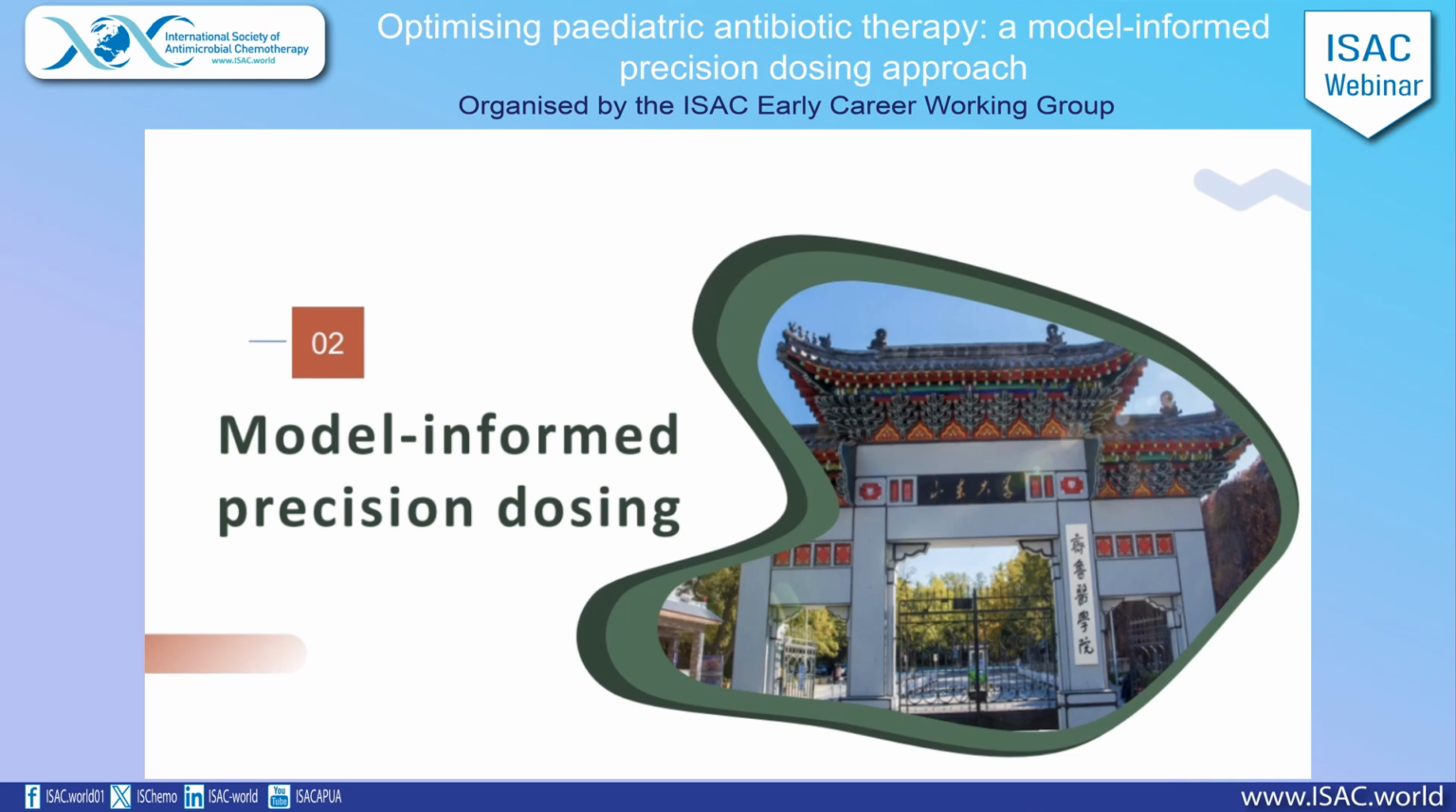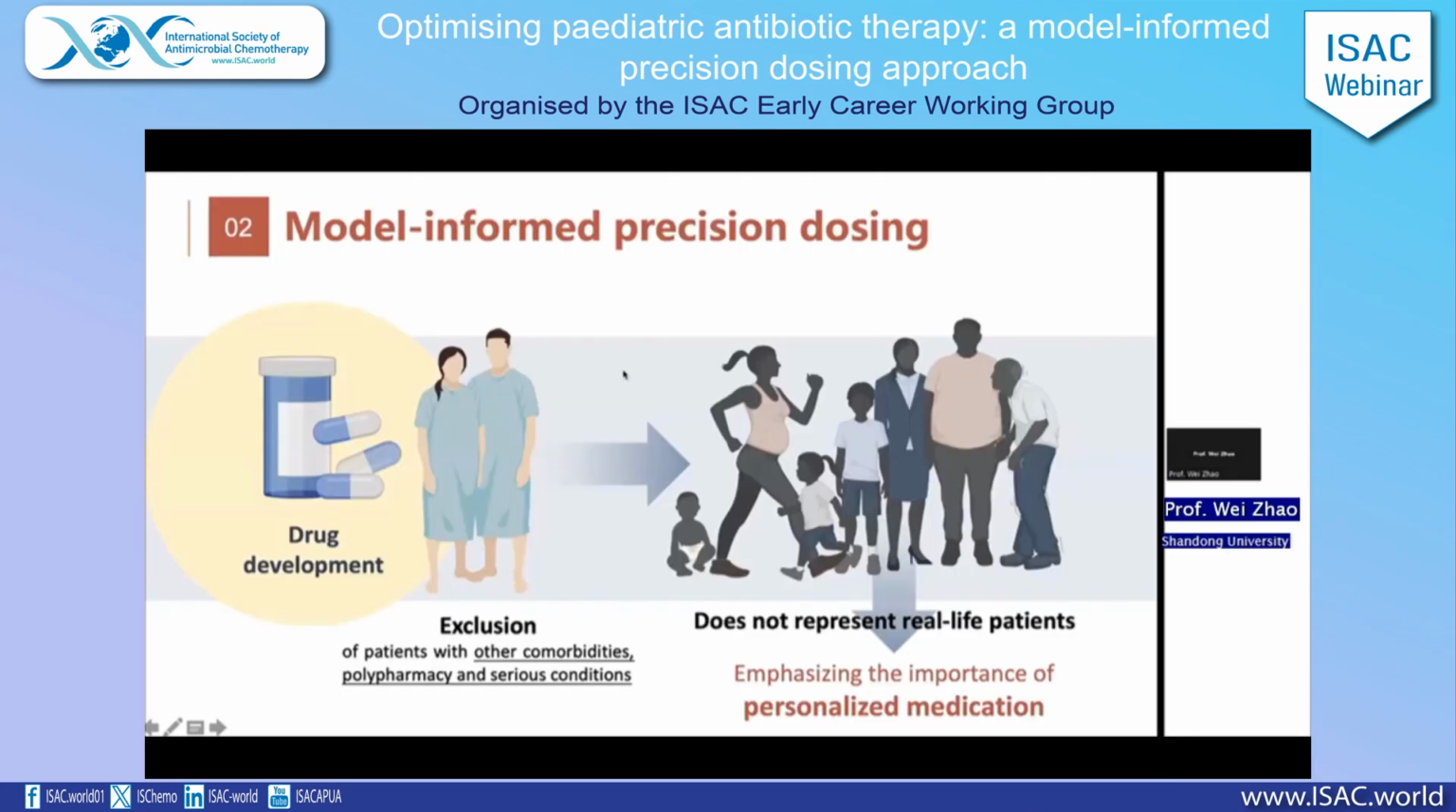And there are some novel methodologies and approaches that can be used to optimize individual therapy. Model-informed precision dosing has a particular advantage because in clinical trials we have to exclude a lot of patients with different concomitant polypharmacy and serious conditions, etc. So it can't give a representation of real-life patients.